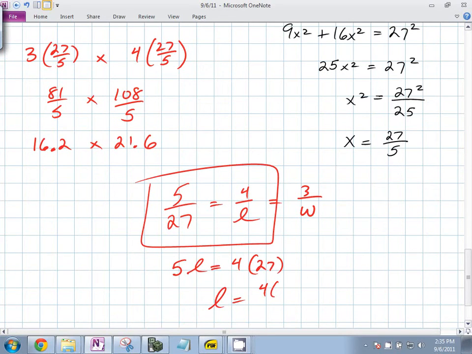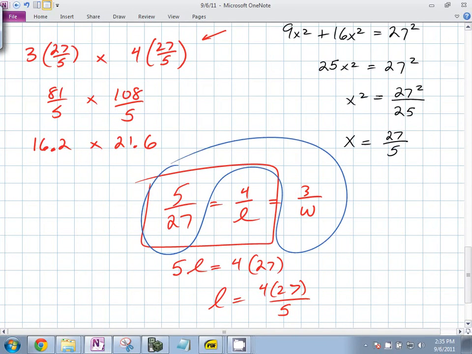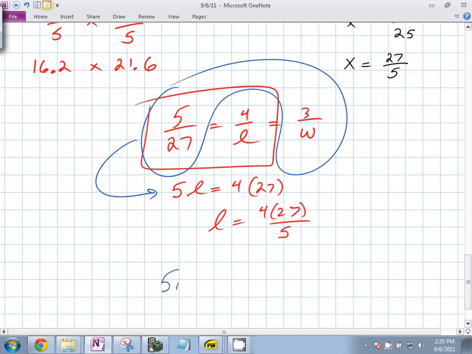Is that the same thing as we got before? Yeah, it's the same thing. What about this ratio right here? See that? So what does that tell us? What did I do to get from here to here to this step? What's that called? Cross multiplied. Yeah, so let's do the blue blob. You get 5W is equal to 3 times 27. What's that equal to?